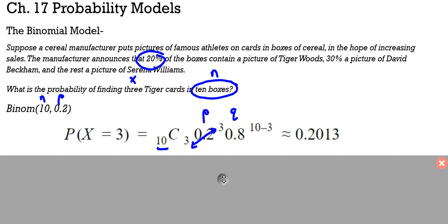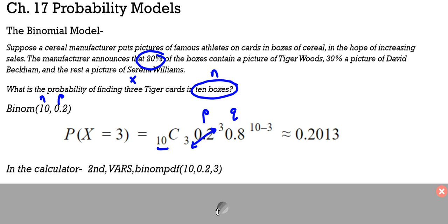How we do it is if we plug it into the calculator, right? And the calculator needs 3 bits of information. So we go second vars. Now this is important.